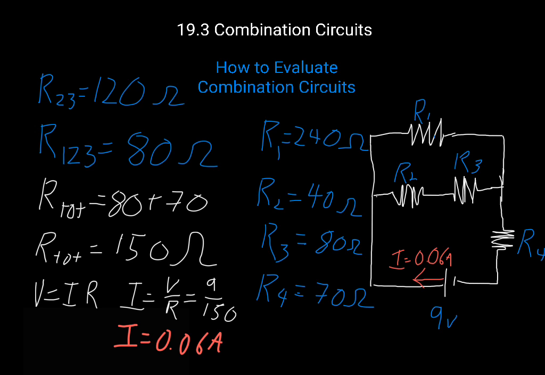Now, if we want to figure out the current going through R1 specifically, or R2 and R3, or across R4, well, we know R4 because we know these 0.06 amps have to come back around. So the current across R4 is going to be 0.06. But to be able to figure out what the current is in the other resistors, we have to learn something called Kirchhoff's rules.